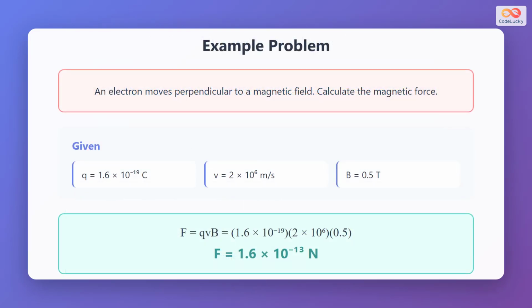Let's solve a practical example. An electron moves perpendicular to a magnetic field. Given that the charge is 1.6 times 10 to the negative 19th coulombs, velocity is 2 times 10 to the 6th meters per second, and magnetic field strength is 0.5 Tesla, we can calculate the force. Using F equals qvB, we get 1.6 times 10 to the negative 13th newtons.